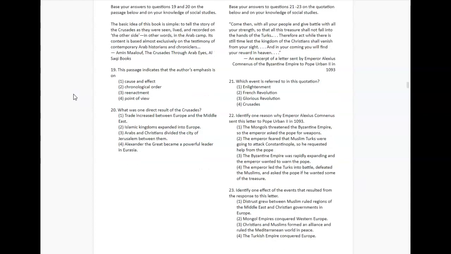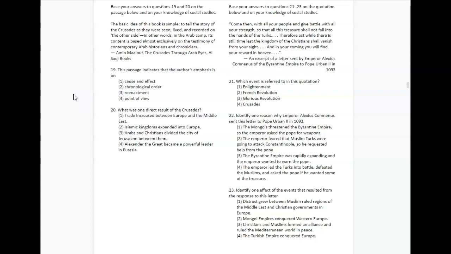Questions 19 and 20 are based on this passage. It's from Amin Maalouf's The Crusades Through Arab Eyes. It says the basic idea of this book is simple: to tell the story of the Crusades as they were seen, lived, and recorded on the other side. In other words, in the Arab camp. Its content is based almost exclusively on the testimony of contemporary Arab historians and chroniclers.